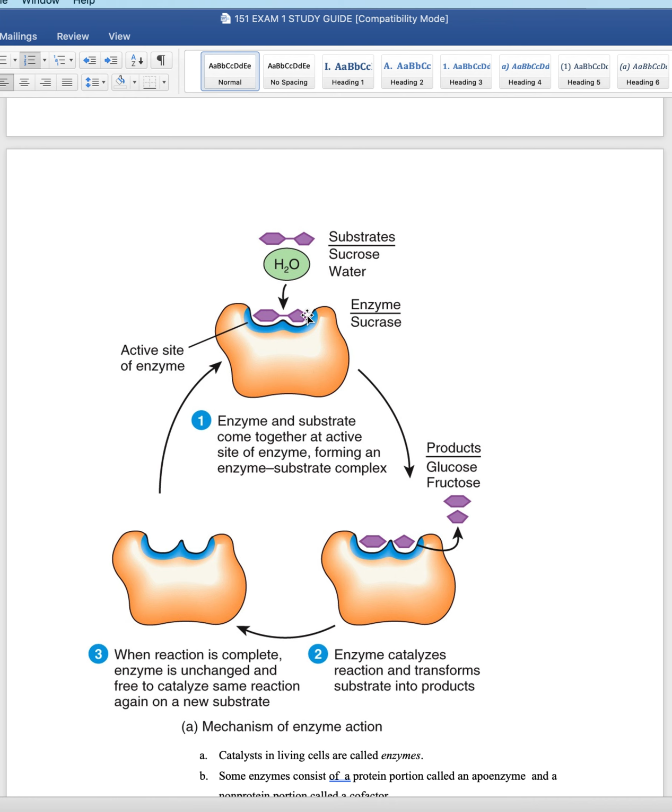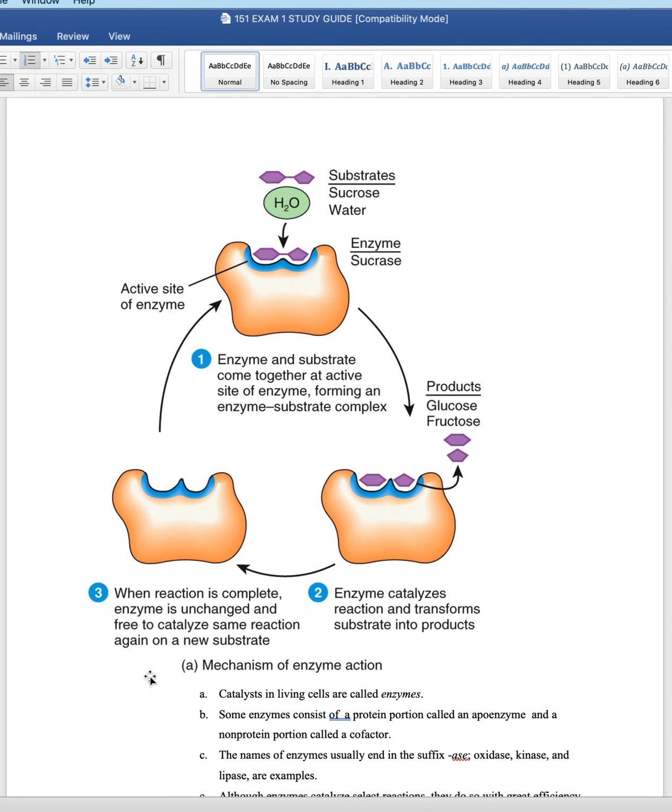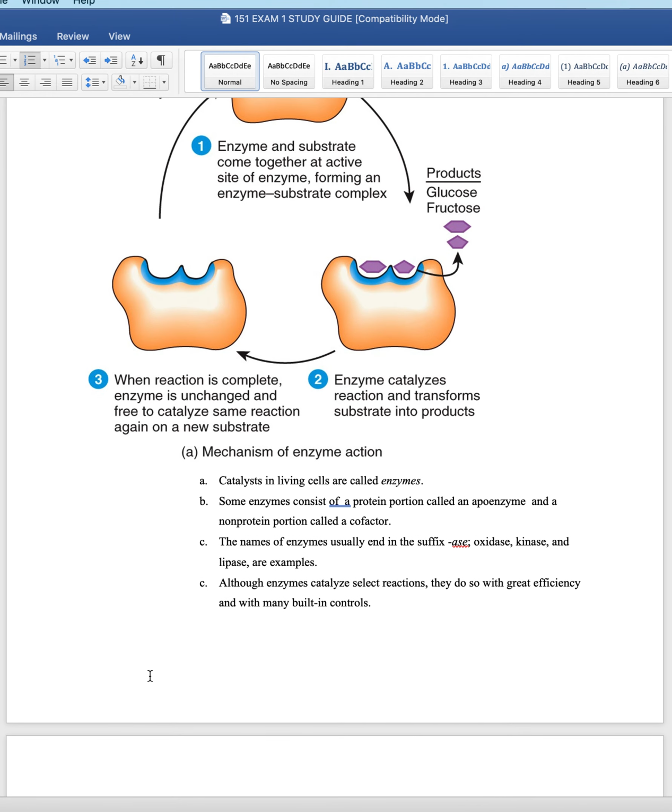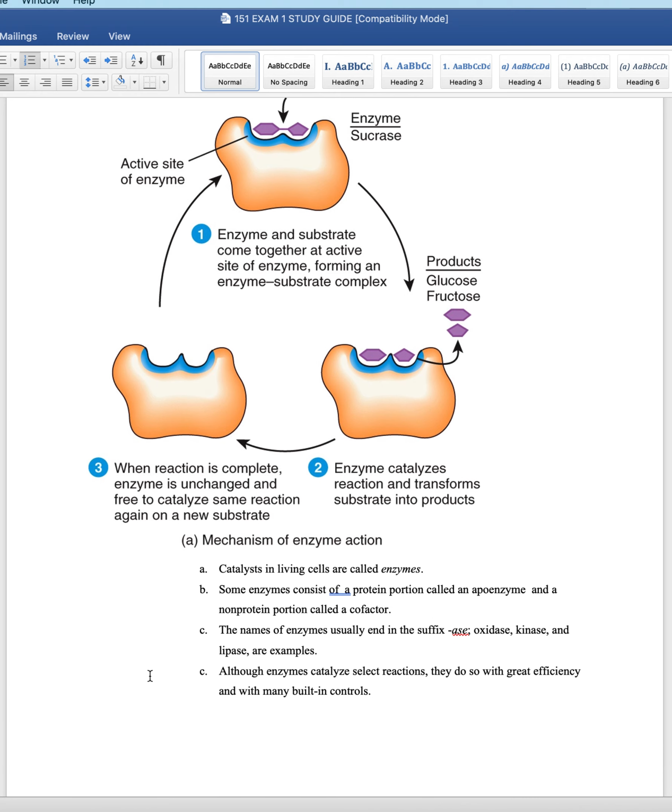How does that happen? Well, the active site is like a lock and key. Only sucrose can fit. Sucrose binds. The enzyme changes shape a little bit to force the separation into glucose and fructose, and then the enzyme reverts back to its native shape. So at the end, the enzyme is unchanged and free to catalyze the same reaction again on a new substrate over and over and over. Lather, rinse, repeat.